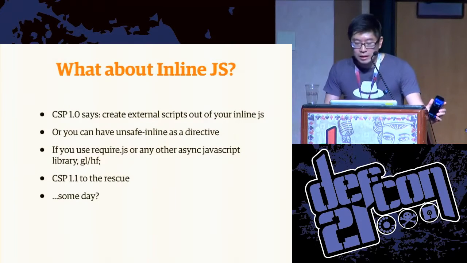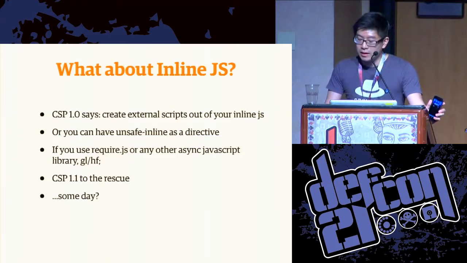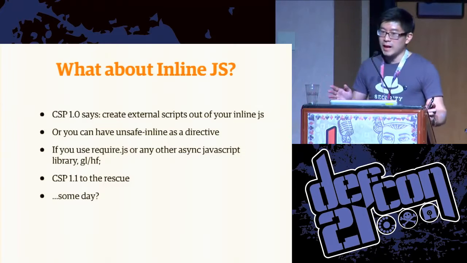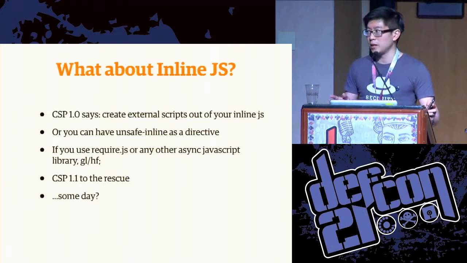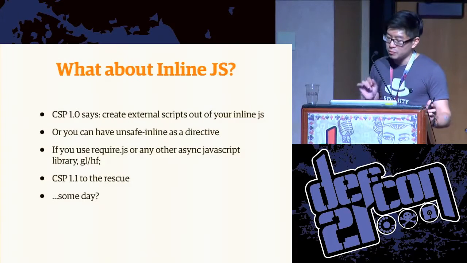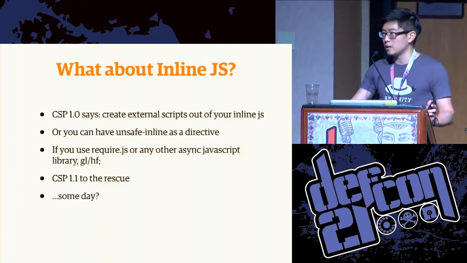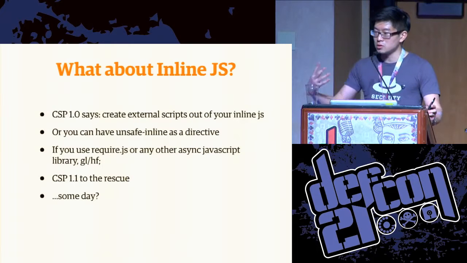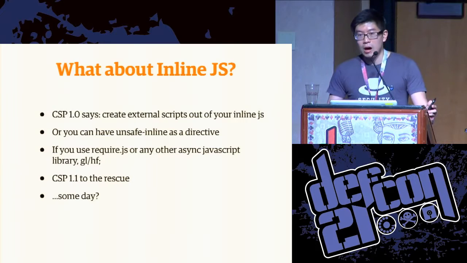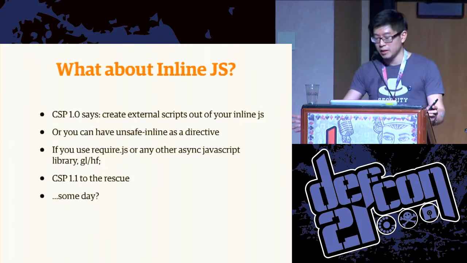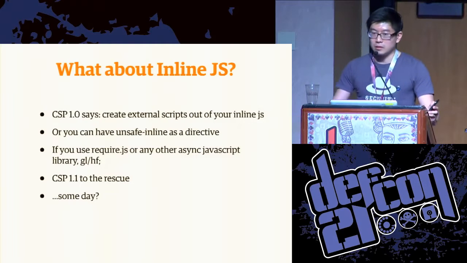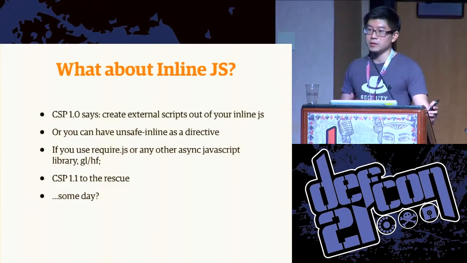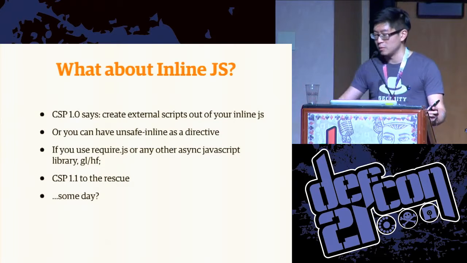So let's talk a little bit more in detail about the inline JavaScript bit that I alluded to earlier. As I mentioned, Content Security Policy 1.0 disallows by default the use of inline JavaScript on a page. This is actually, as it turns out, kind of a big deal. The recommended way to deal with inline JavaScript is to create external scripts out of all your inline JavaScript. This has a number of implications. The biggest one being that you're essentially turning all these inline bits of JavaScript into synchronous calls that the browser has to retrieve the JavaScript from.